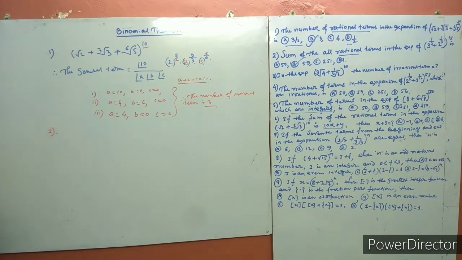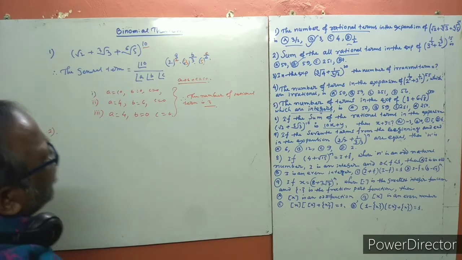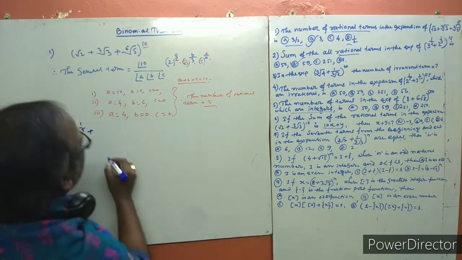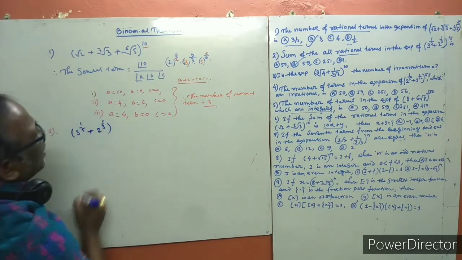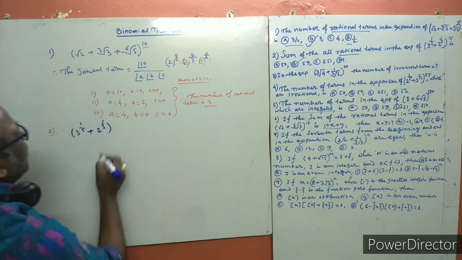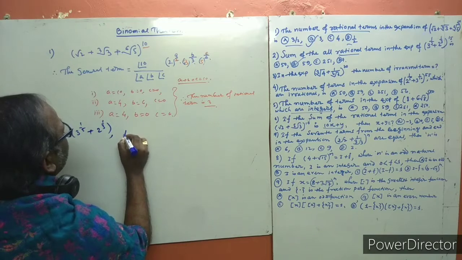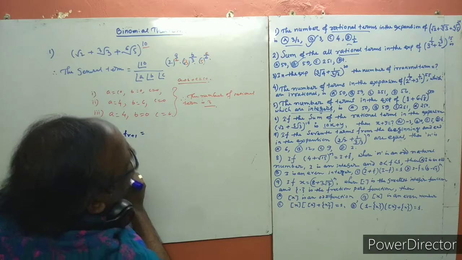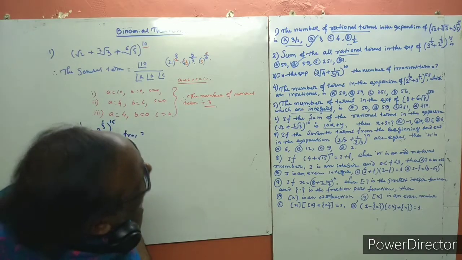Number 2. This is number 2. Sum of all rational terms in the expansion of 3 to the power 1 by 5 plus 2 to the power 1 by 3, whole to the power 15. Okay, now find the general term. You always find the general term, T suffix r plus 1. I put 15 here.